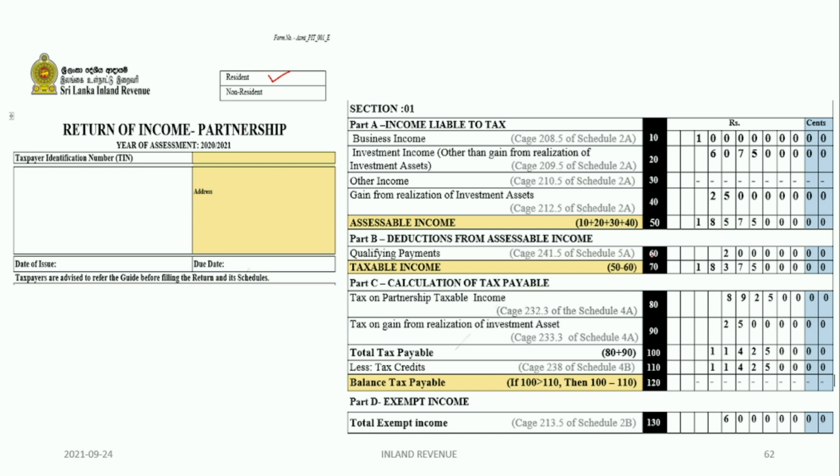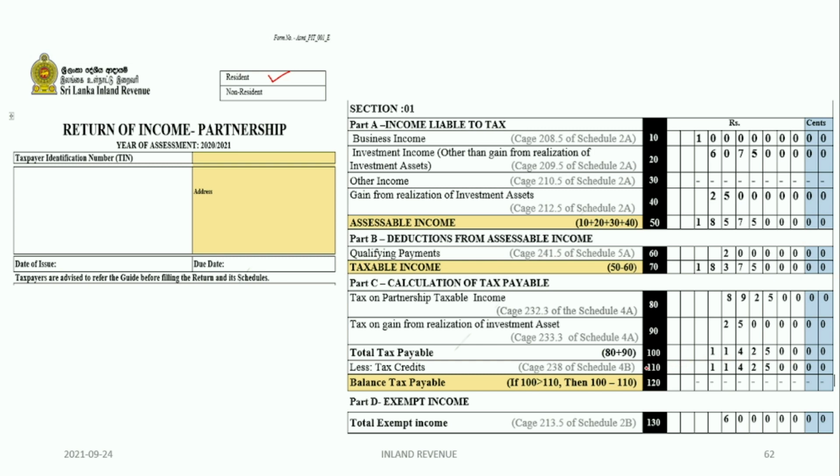Then a qualifying payment paid to the government hospital, 200,000, is claimable as a qualifying payment and should be included in cage number 60. Then the partnership total taxable income will be 18,375,000. Tax calculation: tax on partnership taxable income 892,500. Tax on realization of investment asset 250,000. Total tax payable 1,142,500, included in cage number 100.